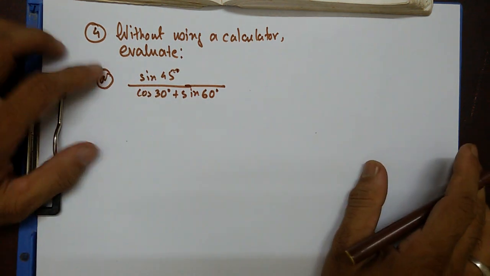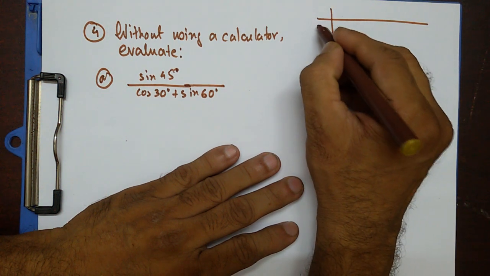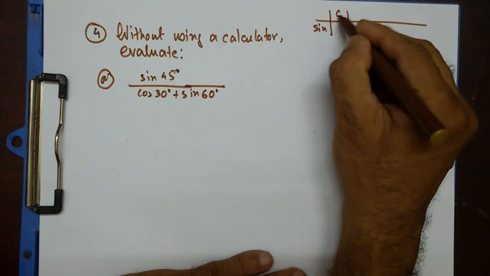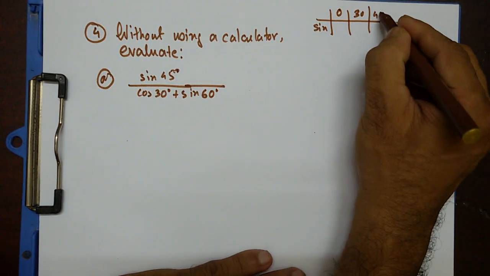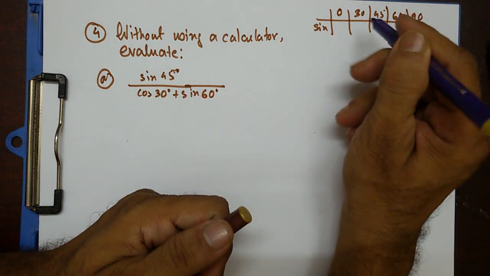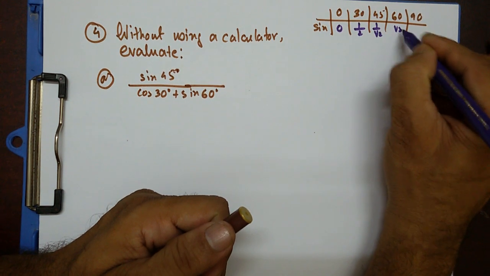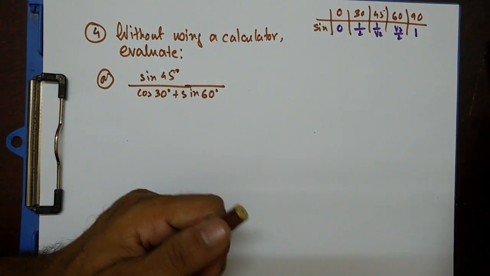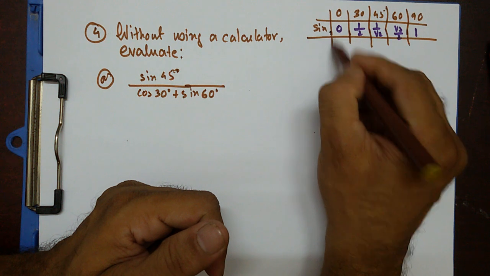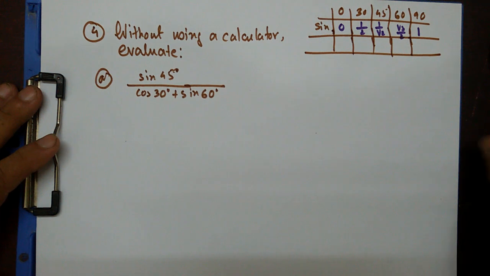Now the table of critical values of trigonometry, I hope you remember that. In my last video I showed you how to remember these values, not to memorize. Sine 0 degree, sine 30 degree, sine 45 degree, sine 60 degree, and sine 90 degree. This is going to be 0, 1 by 2, 1 by root 2, root 3 by 2, and 1. If you don't remember that, please check my previous video where I showed these critical values.